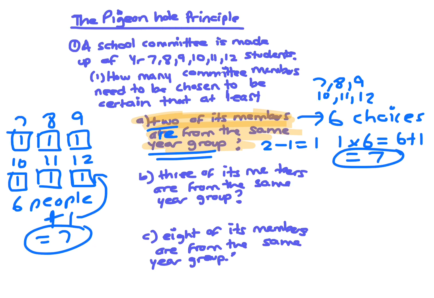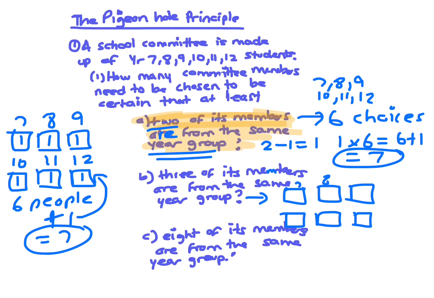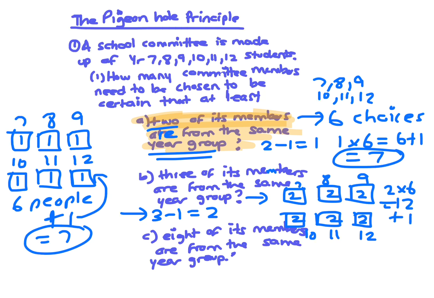But what if we wanted to be certain that 3 of its members were from the same year group? So if we go 7, 8, 9, 10, 11, 12, that's the choices. Now if we want at least 3, that means if we did 3 minus 1, we have 2. So we put 2 in each box. So that would be 2 lots of 6, which is 12. And then you need to choose 1 more to make it 13 to be certain that there would be at least 3 from one year group.